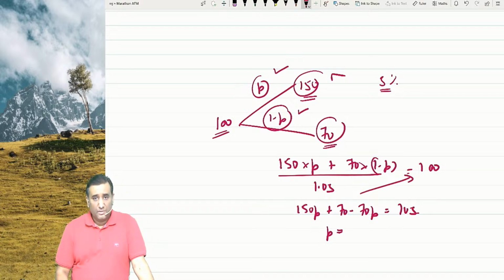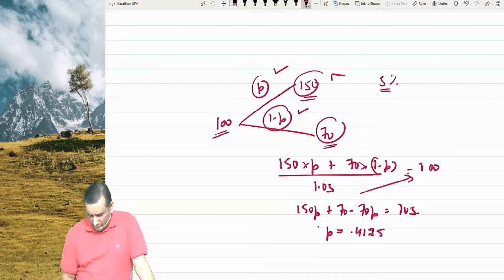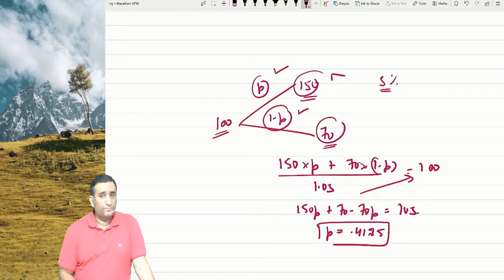Can you tell me roughly? 41 point something, 0.4125. This is the direct way if I do it. Now let me suppose I use upside and downside factors.